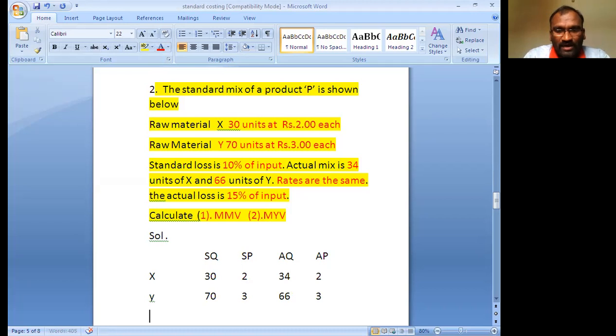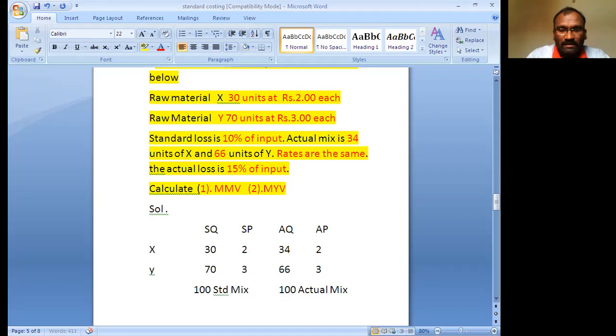Now you add the standard quantities of X and Y, and you get 100. That is the standard mix. Then you add the actual quantities, 34 plus 66, and you get 100. This is the actual mix. This is the actual mix and standard mix of this problem.